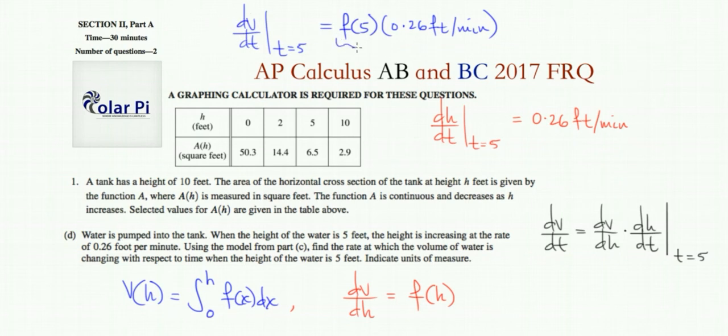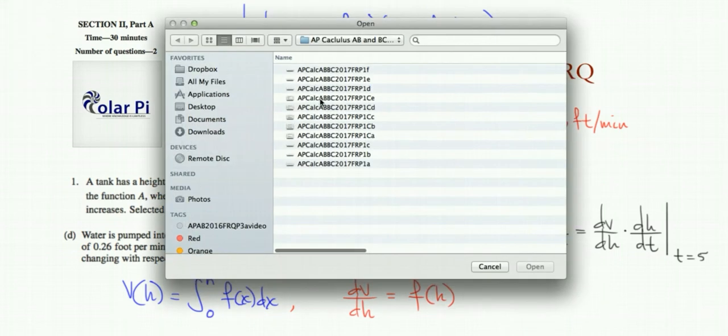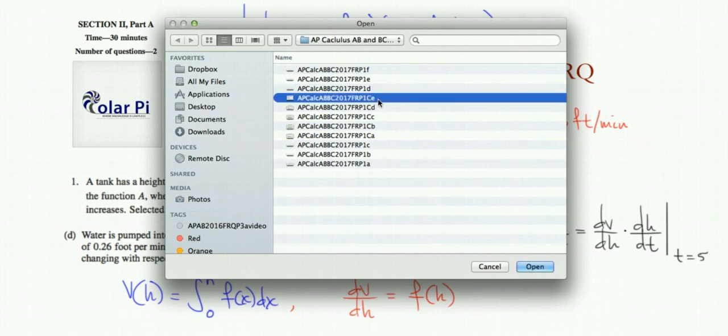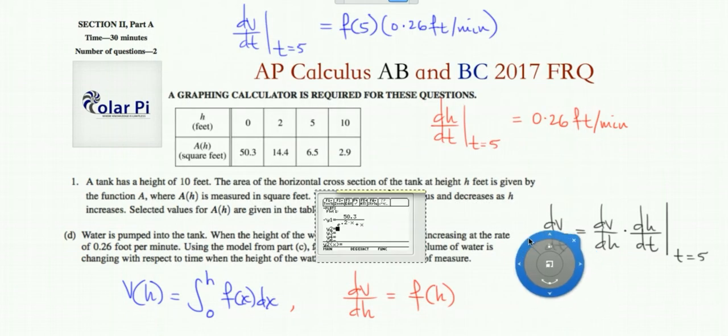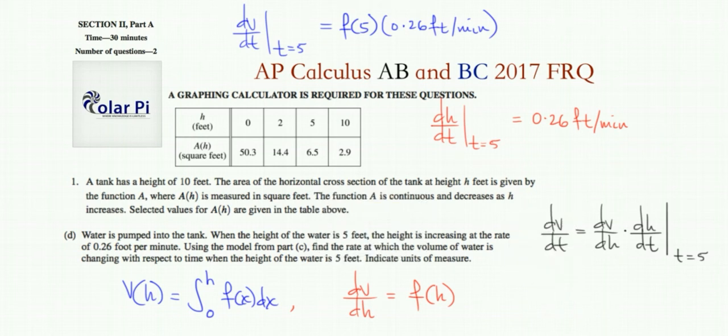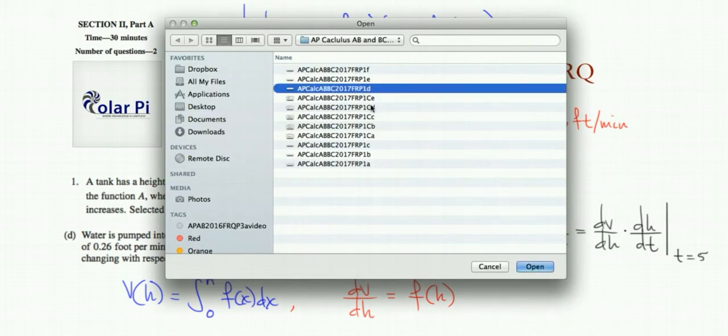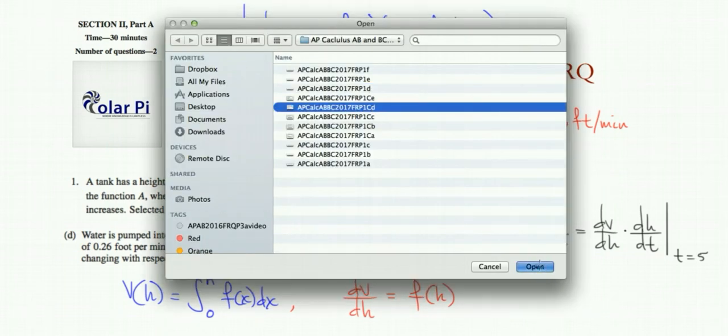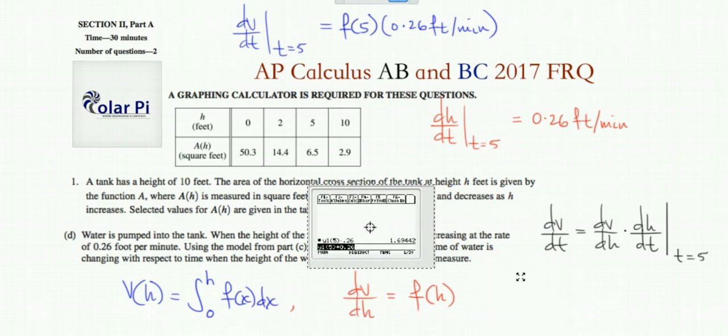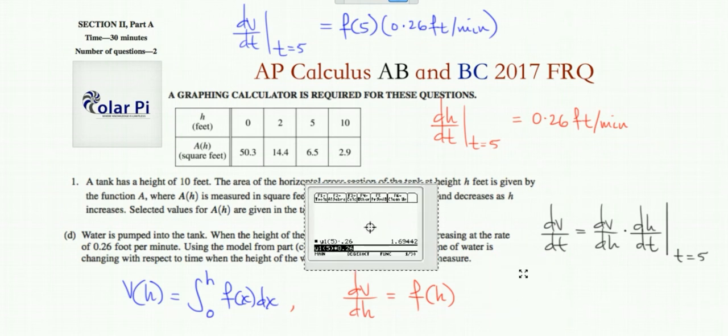Otherwise, we just need to evaluate this, which is figuring out what f of 5 is and then multiplying by 0.26. I've done that in my calculator. And by the way, on the TI-89, I teach you a really clever way to evaluate functions efficiently, like how to find f of 5 from your home screen of the TI-89. So you should watch my TI-89 calculator videos.